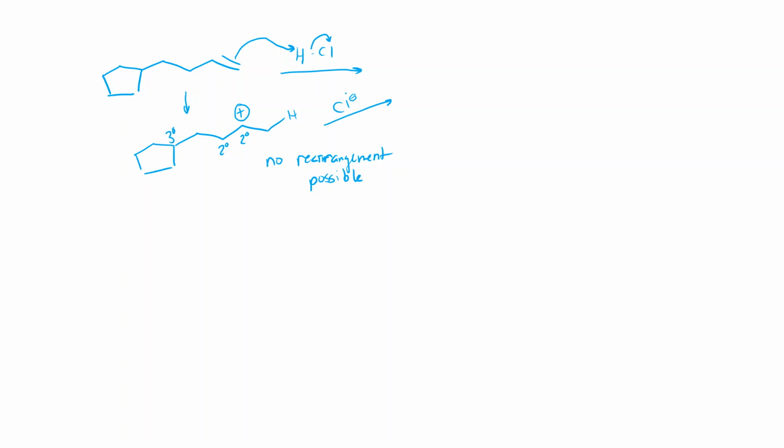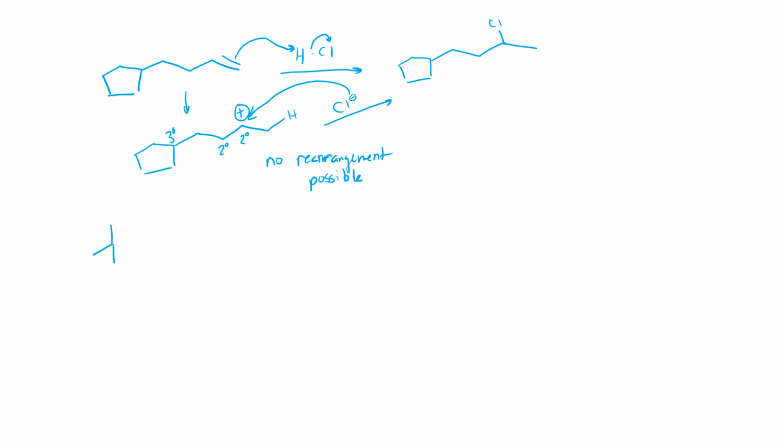And so instead you get Cl minus comes in and attacks that carbocation, and you get a chlorine at the secondary position. This is a Markovnikov addition, right, where the hydrogen is added there and the chlorine is added there. All right, last example.